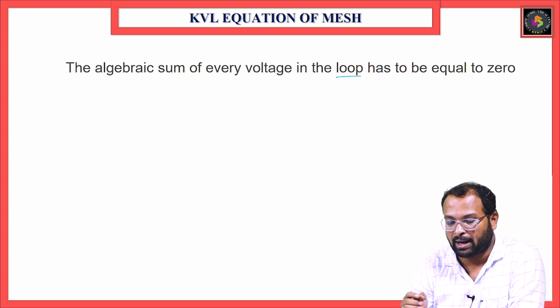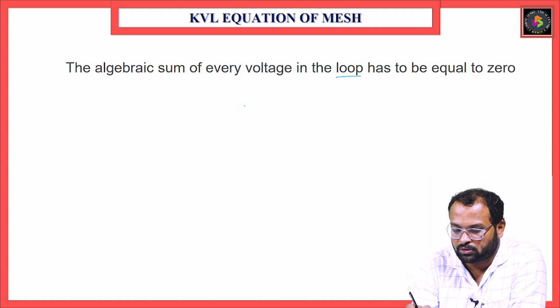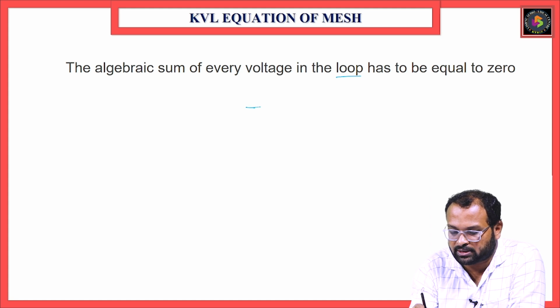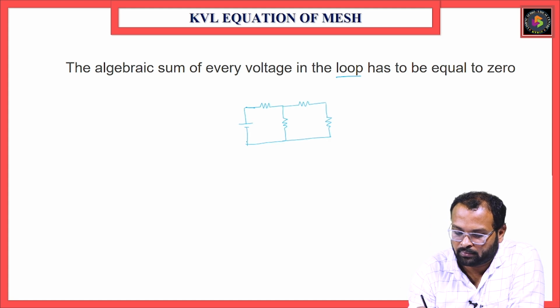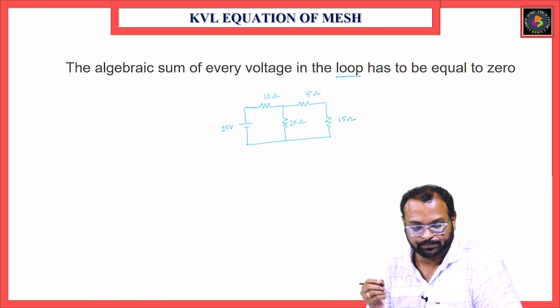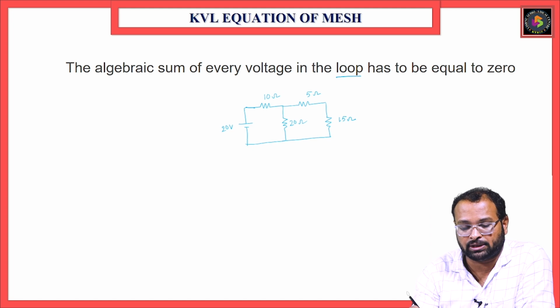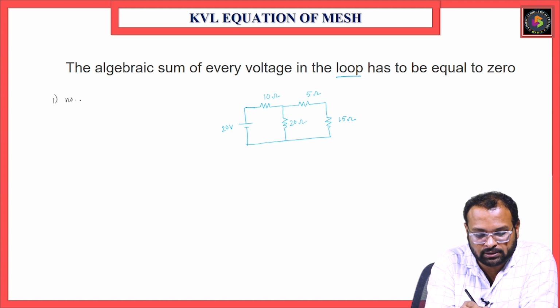We will take one small example so that we can understand this concept well. Consider a small circuit. Suppose this is 20 volts, this is 10 ohms, this is 20 ohms, this is 5 ohms and this one is 15 ohms. So what is our first step? According to our step 1, the first thing we have to find is the number of meshes. So first, the number of meshes.